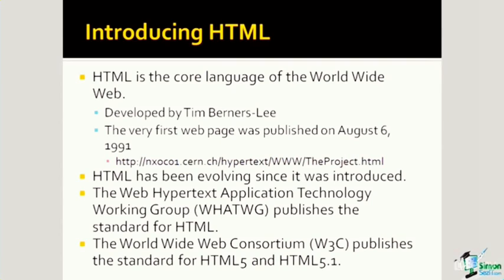HTML is a language. It's a programming language, a scripting language, a markup language, and it is controlled by a standards body. That standards body for HTML is the Web Hypertext Application Technology Working Group, and they publish the standard. So if you're interested in reading the technical specification for HTML, it is available online. For HTML5 and future versions, the W3C will be publishing the standard.